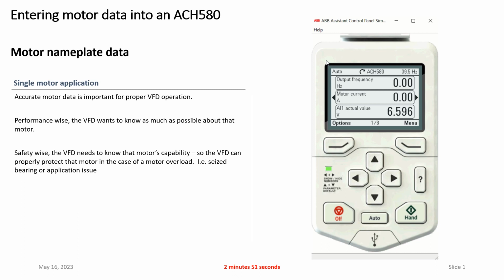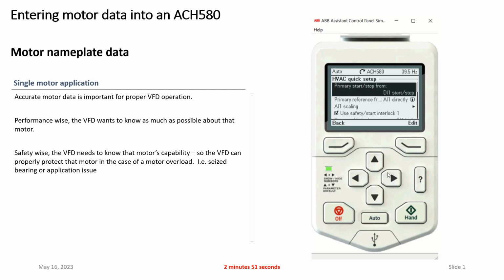Today we are going to enter the motor nameplate data into an ACH580 VFD. What I'm going to do is go ahead and click on Menu, go to Primary Settings, and you will see I like to do a lot of my work whenever possible within the HVAC Quick Setup. So I'm going to go into the HVAC Quick Setup.